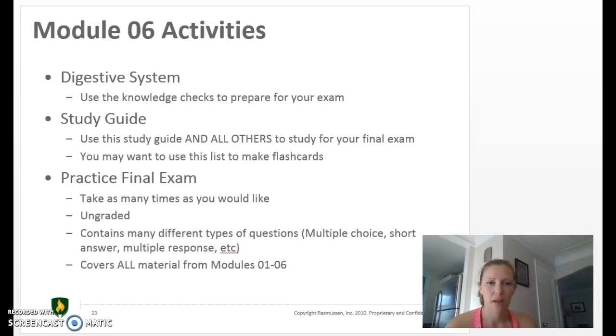Okay, to finish up, things you have to do in Module 6: check out the digestive chapter, use the study guide. That study guide is going to be really helpful for your final exam. And then use the practice final. If you haven't noticed already, there is a practice final, which is awesome. You don't have to do it if you don't want to, but it's ungraded. It's a good way to test your knowledge before you take the real final. You could take it as many times as you want. You can check your answers. So it's worth it. I think it's a good way to test your knowledge and see if you're ready to take the final.